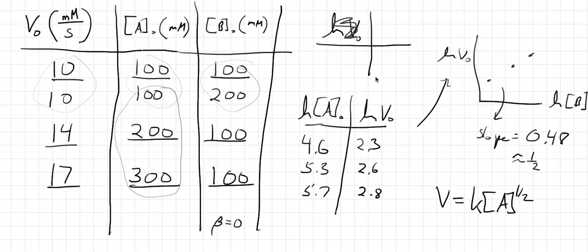So this method is especially useful when we've got data where maybe we can't really pick out what the rate law is by inspection, because maybe not everything is going to be an integer multiple.